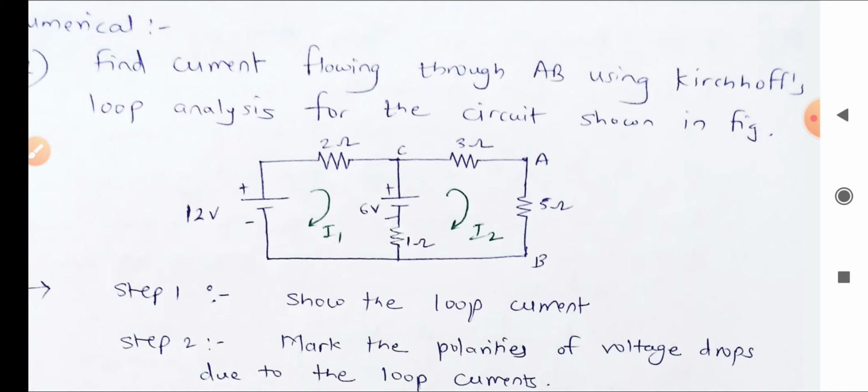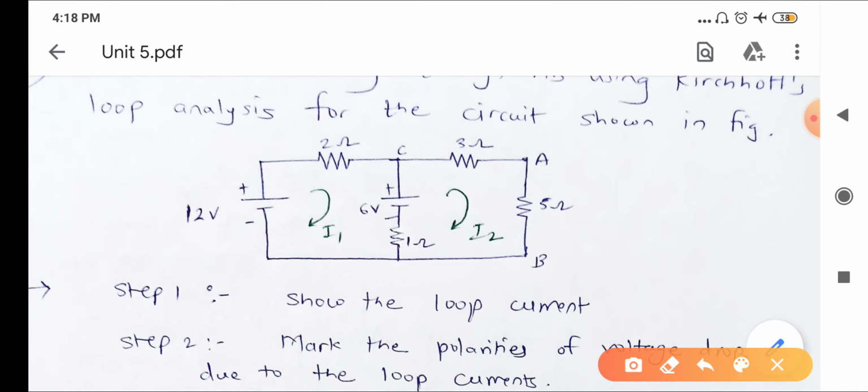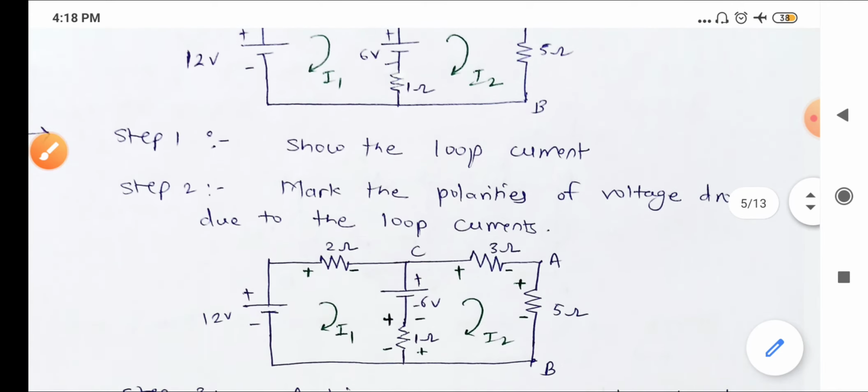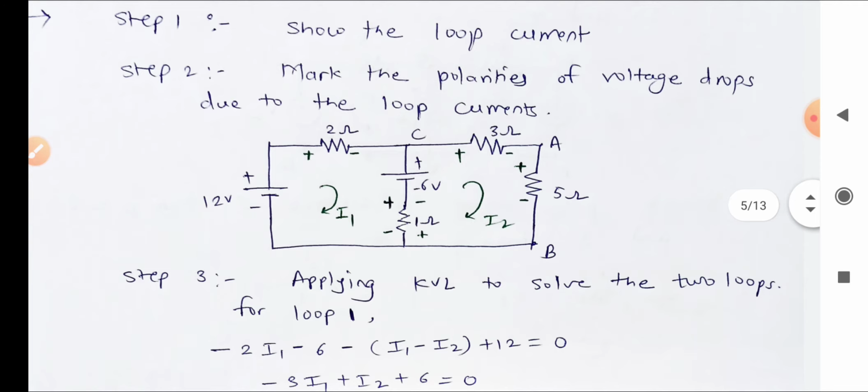So our very first step, as we are using loop analysis, is to give loop currents. We are going to show the loop currents. As two loops are present in this network, I1 and I2 will be the two currents present in the network. Now the next step is to give all the sign conventions for that network by using the flow of current. The flow of current is in the clockwise direction. According to that, we are going to give the sign conventions.